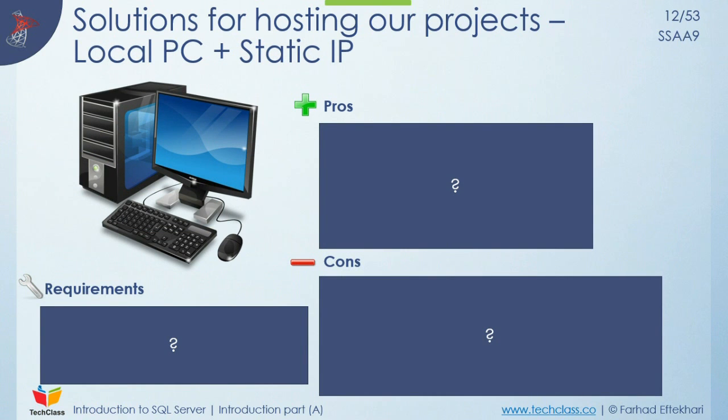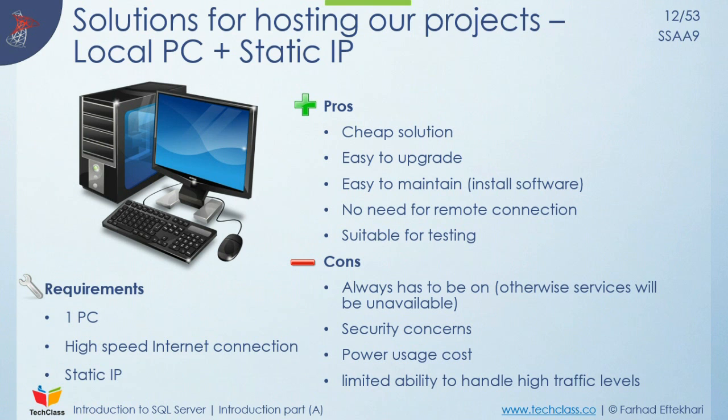The second option is using your local PC, assigning a static IP to it, and making it act like a server. So you will need one PC, one high-speed internet connection, and one static IP. If you're in Finland, well, having a high-speed internet connection is not a problem. Mostly people here have really high-speed internet connections that are really suitable for this kind of thing. And this is a cheap solution. It's really easy to upgrade because your PC is there for you to install things. It's easy to maintain, and you don't need to have any remote connection.